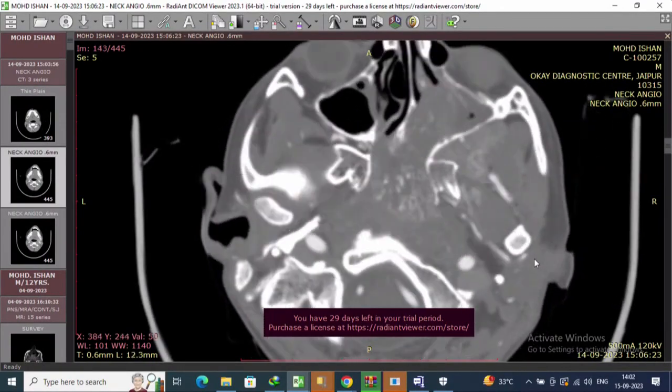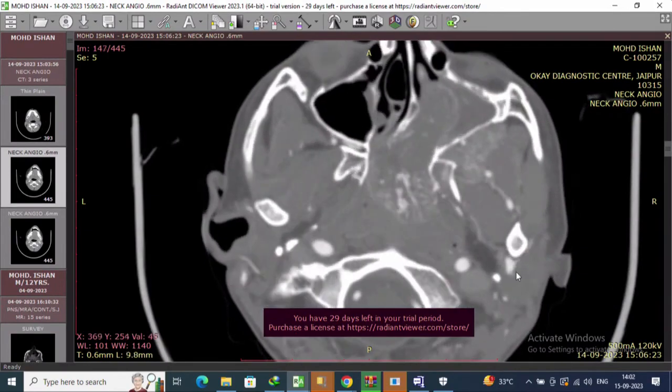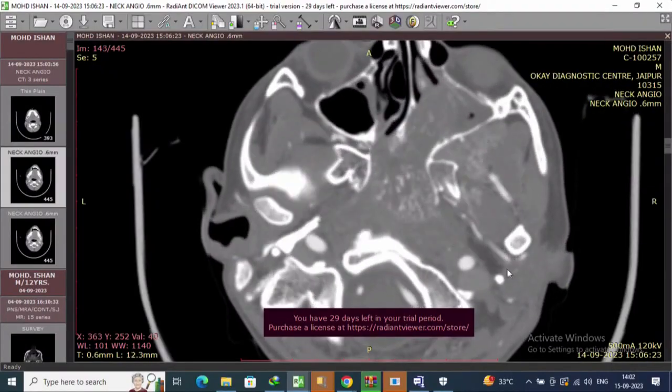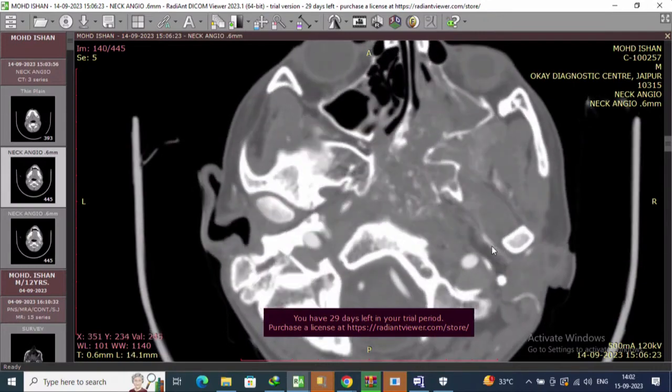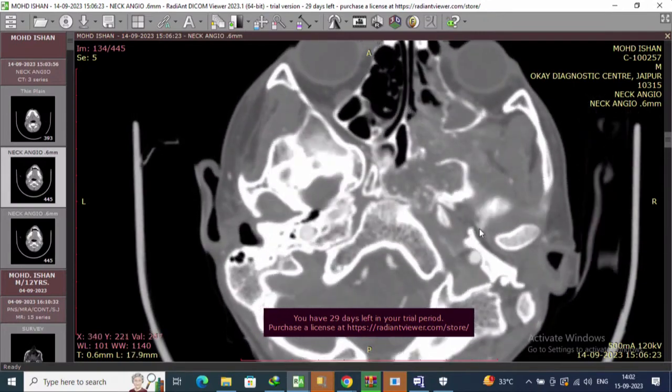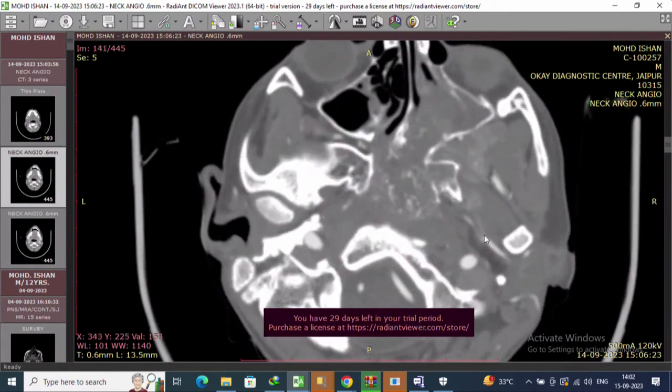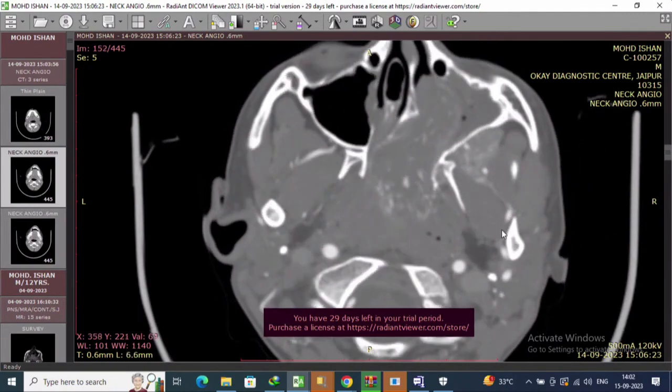Everybody, Dr. Felix, can you see what I am showing? Yes, sir. I am following. Now see the second terminal branch going inside. Can you see this? Yes, sir. This is the internal maxillary. This is our key vessel. Now I am following the internal maxillary here. Follow my cursor, the internal maxillary.